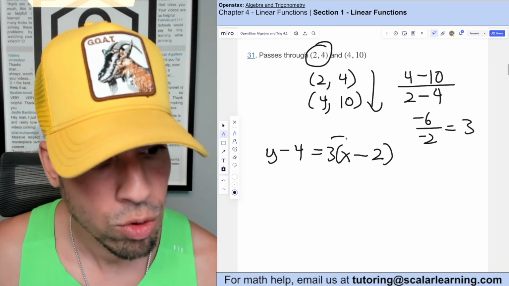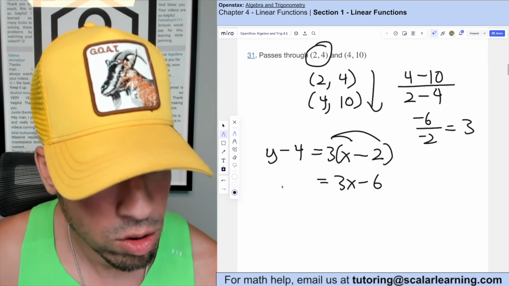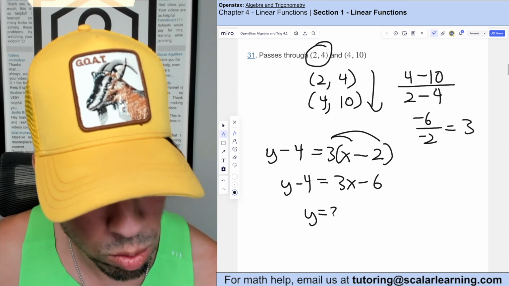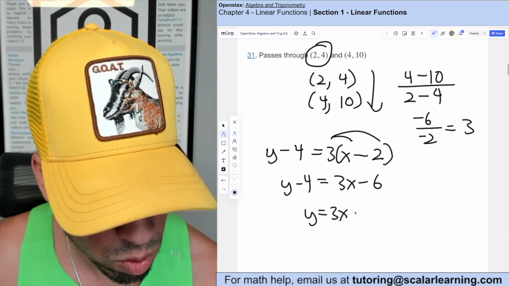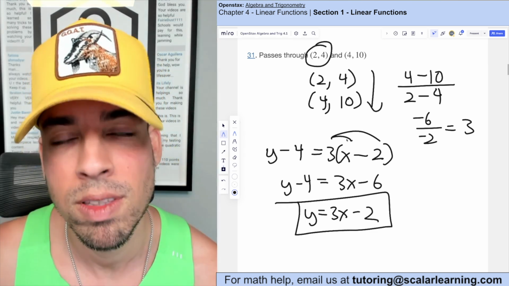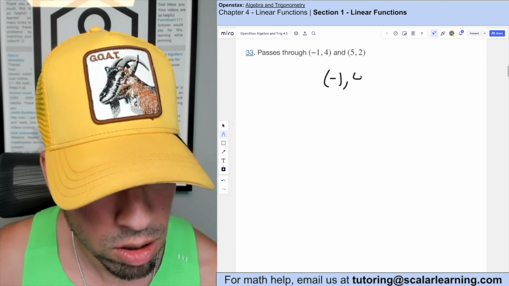So let's convert it. So we're going to go ahead and distribute like so. 3x minus 6 equals y minus 4. Last but not least, add 4 to both sides. Y equals 3x. -6 plus 4 is -2. Here is your final equation. Boom, done.